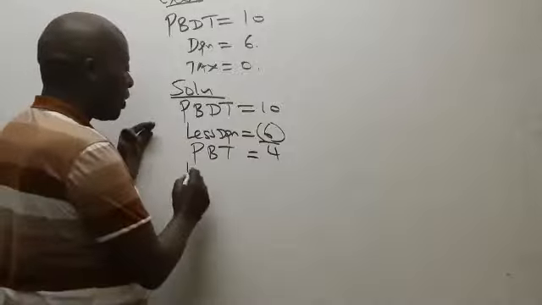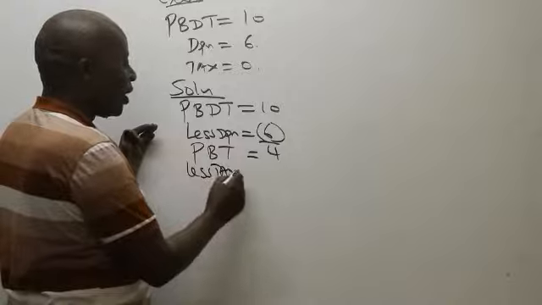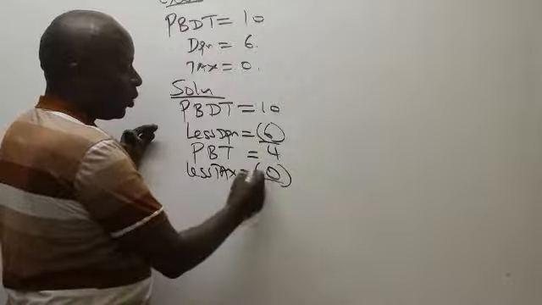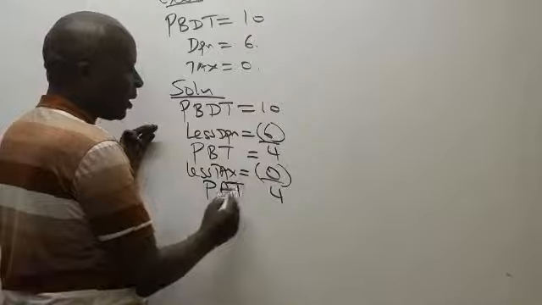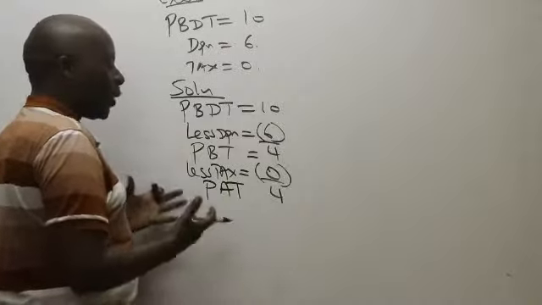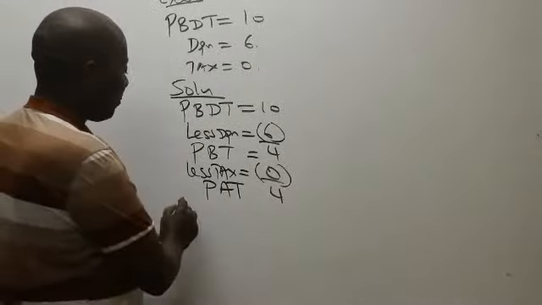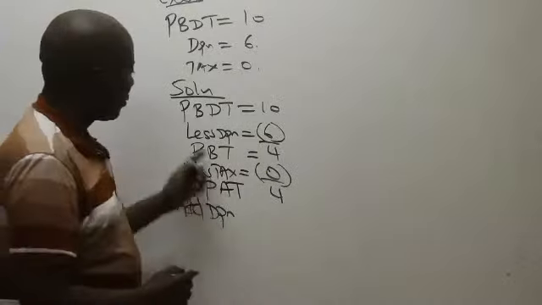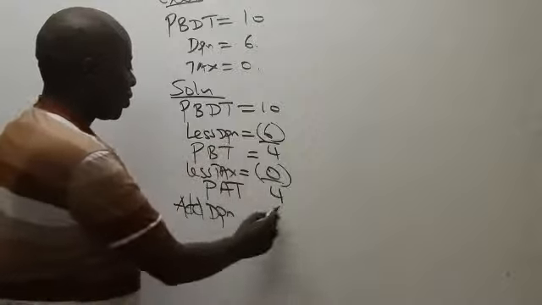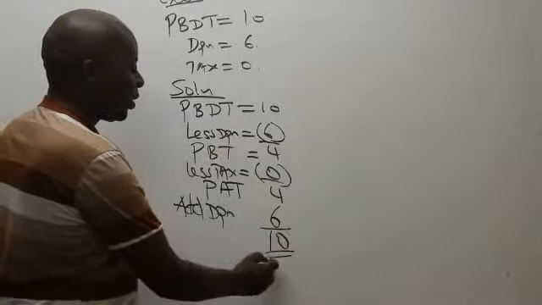Then they come straight away and less tax. Tax, we've said, is 0. When subtracting, we get 4. This is what we call the profit after tax. To get my cash flow, I simply add back depreciation of 6, so that gives me 10.